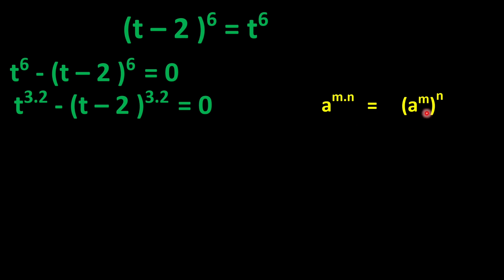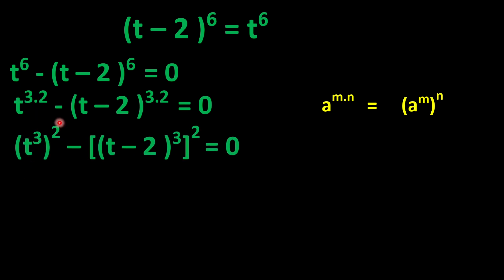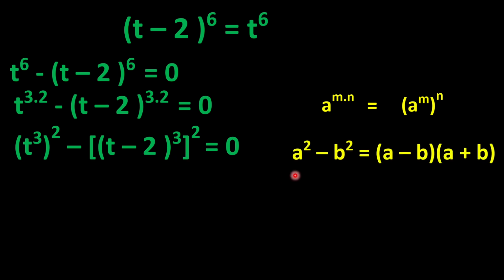So according to this power of power rule, we can write this t power 3 into 2 as t power 3 power 2, and similarly we can write this (t minus 2) power 3 into 2 as (t minus 2) power 3 power 2 equal to 0. And now if we look over here, this term is basically a square and this term is basically b square. So we can apply the a square minus b square formula on this.